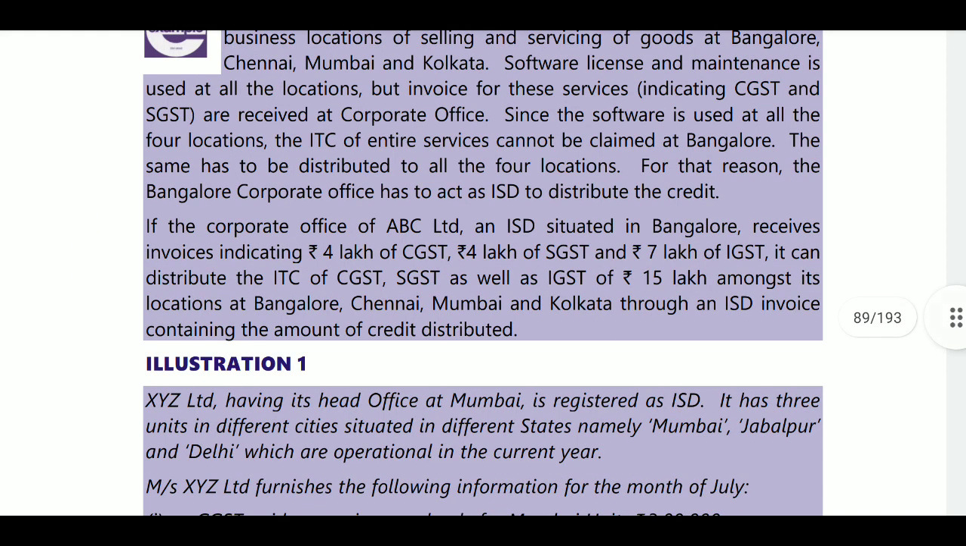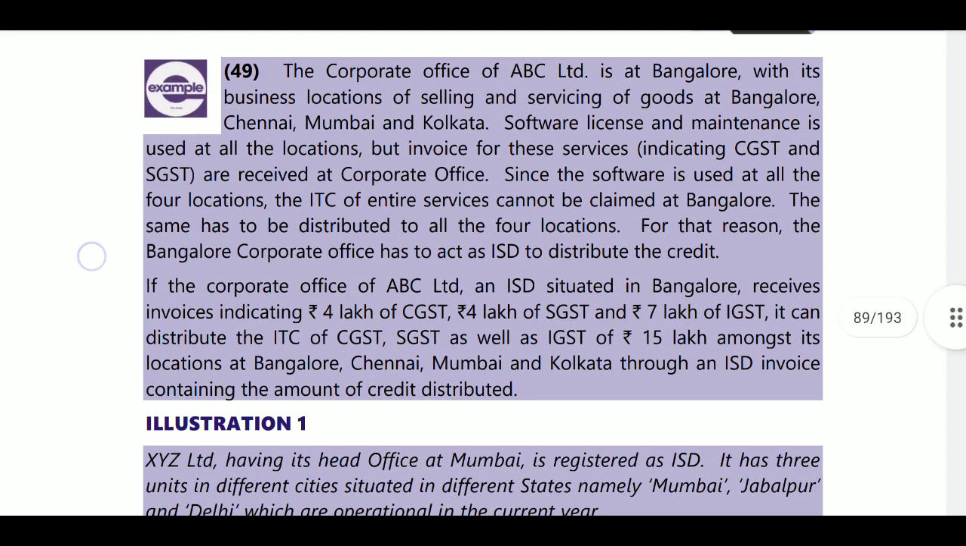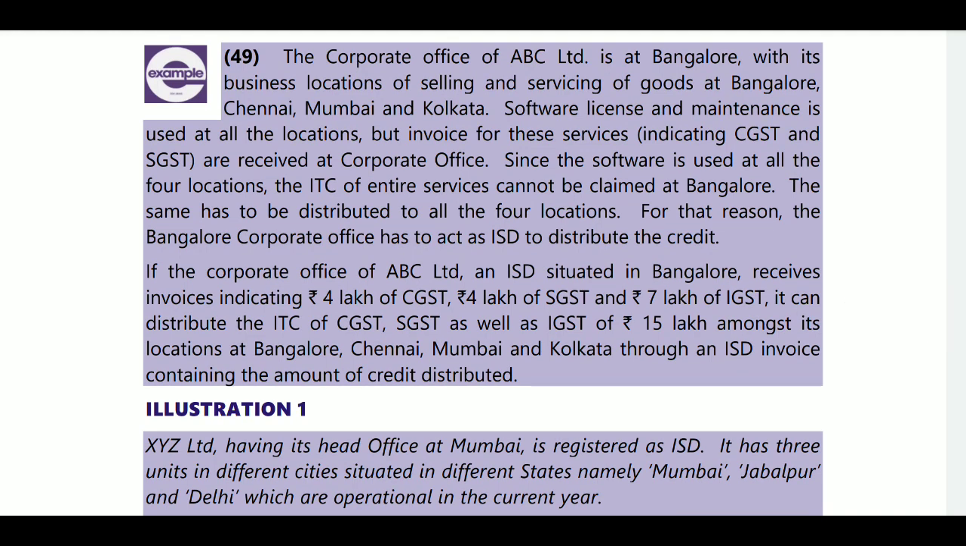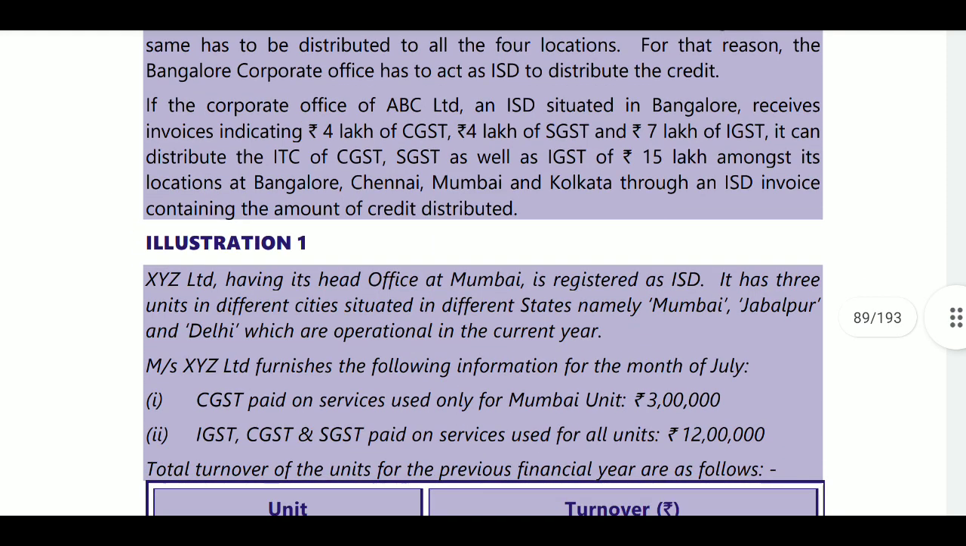If the corporate office of ABC Limited, as ISD situated in Bengaluru, receives invoices indicating 4 lakhs of CGST, 4 lakhs of SGST and 7 lakhs of IGST, the total amount is distributed based on this. It can distribute the ITC of CGST, SGST as well as IGST of 15 lakhs among its locations at Bengaluru, Chennai, Mumbai and Kolkata through an ISD invoice containing the amount of credit distributed. So the input tax credit portion was completed.